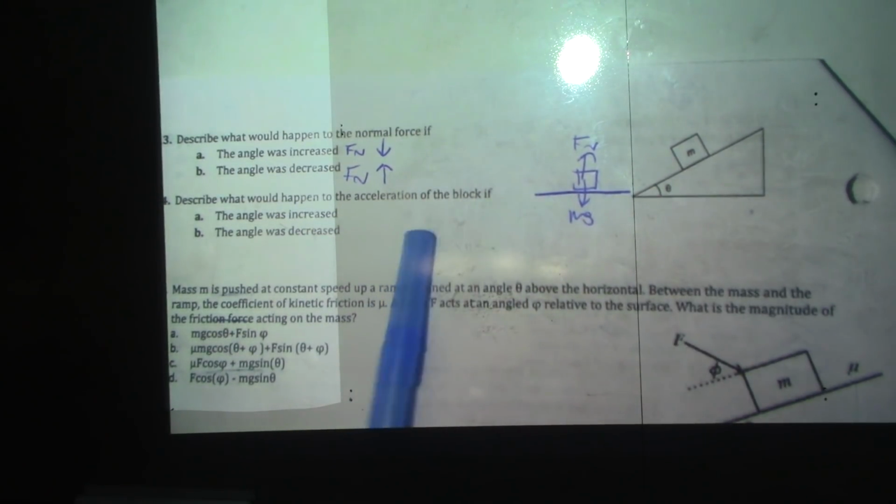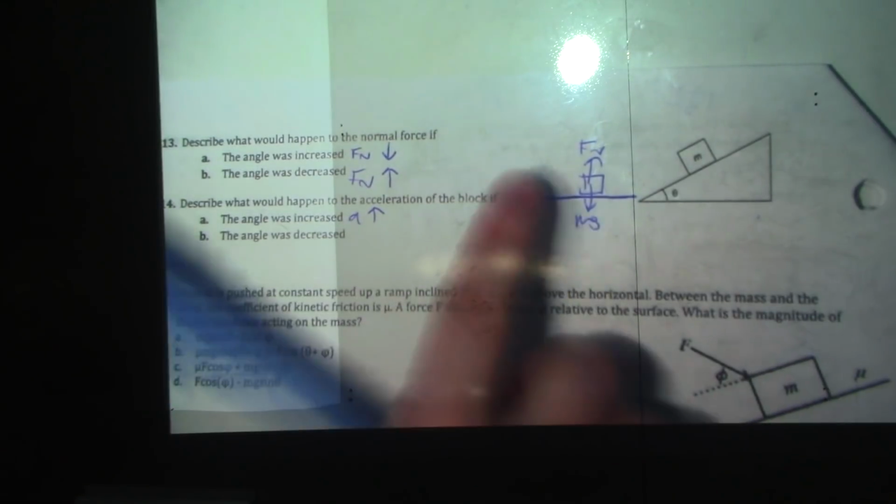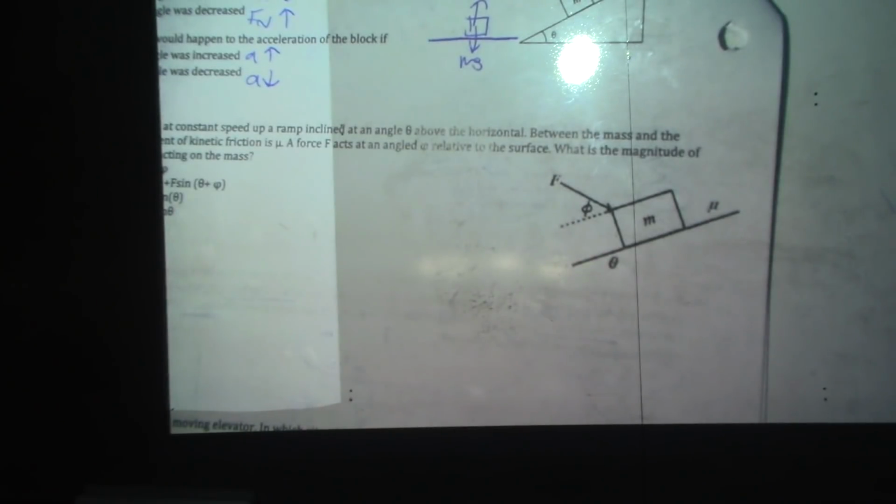The acceleration, if the angle is increased, obviously you'd have a greater mg sine, so the acceleration would increase. And then here, this would have no acceleration. You'd have to have an outside force, so your acceleration would decrease with a smaller angle. Mass m pushed at a constant speed up a ramp, so as soon as you see constant speed, I want you to think balanced forces.